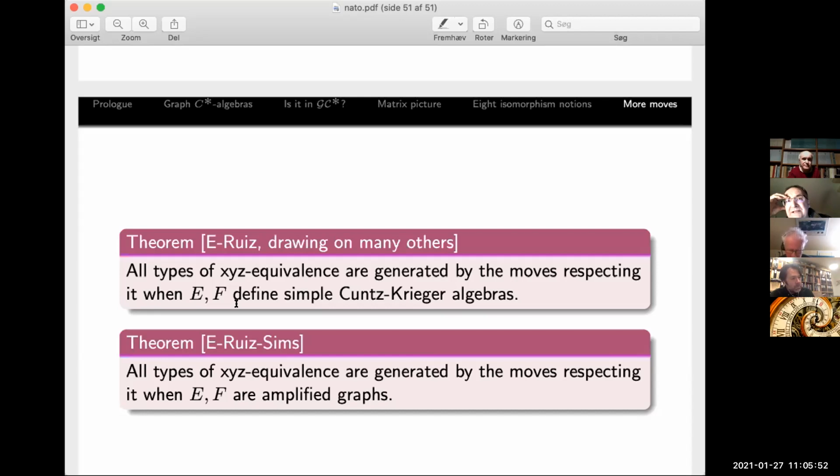And so this is a very subtle effect, because you don't do something crazy. You make a very natural and what would appear to be a minor change, and then you completely go out of the realm of graph C-star algebras.